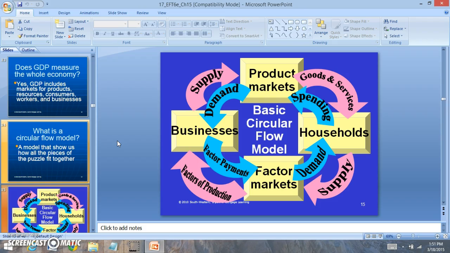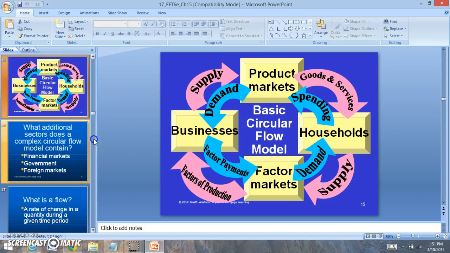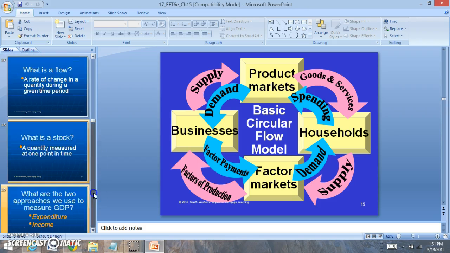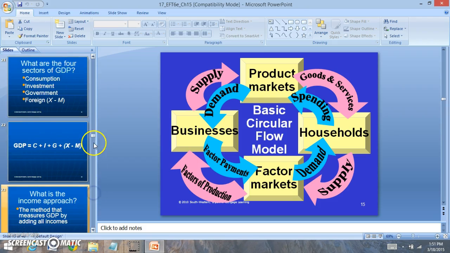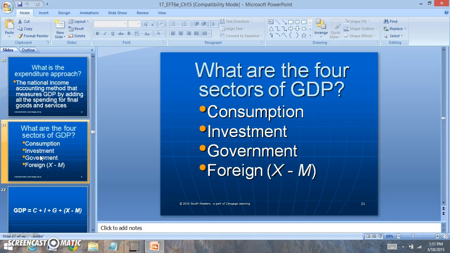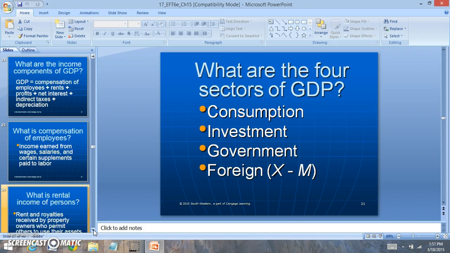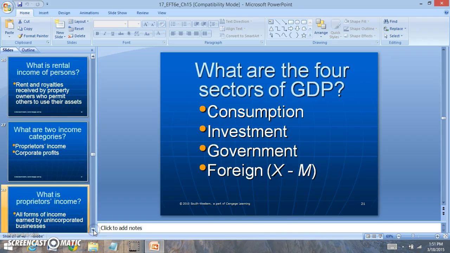Real GDP is focused on constant prices where output is only changing. Nominal GDP is focused on both changes in output and prices. Here's the 4 sectors of GDP. You've got consumers, investment, government, and foreign sectors.